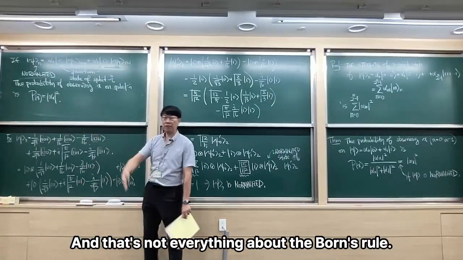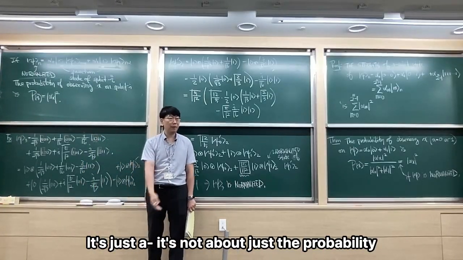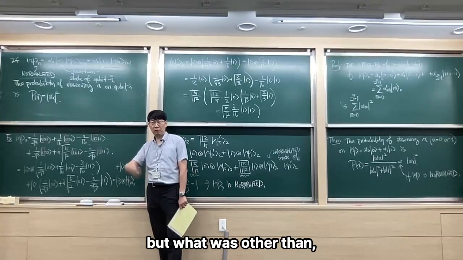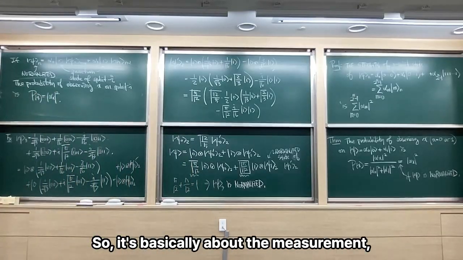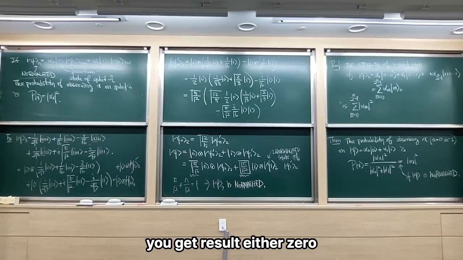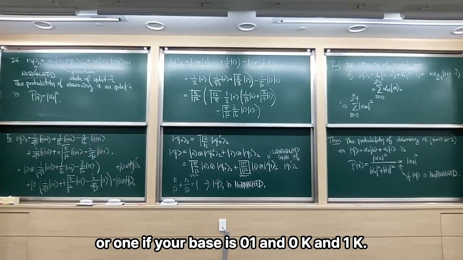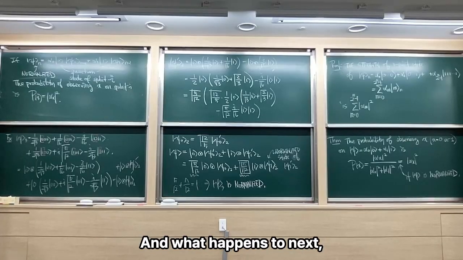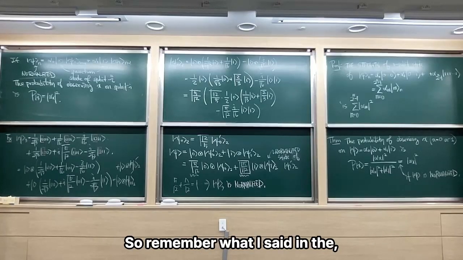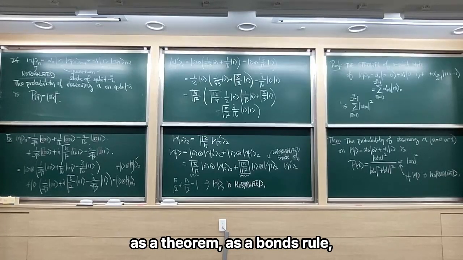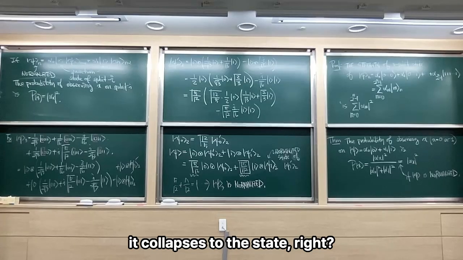And that's not everything about Born's rule. It's not just about the probability. What was the other part in Born's rule? It's basically about the measurement. So you take the measurement, you get a result, either 0 or 1 if your basis is ket 0 and ket 1. And what happens next? What happens to the rest of the n minus 1 qubits? It collapses. Remember what I said as a theorem, as Born's rule. It collapses to the state, right?